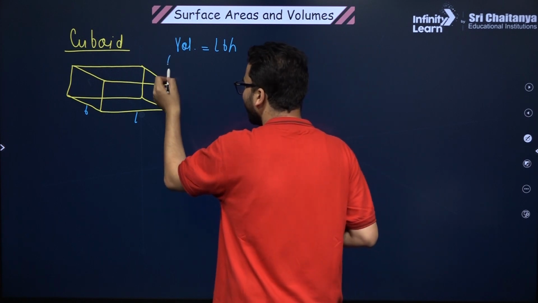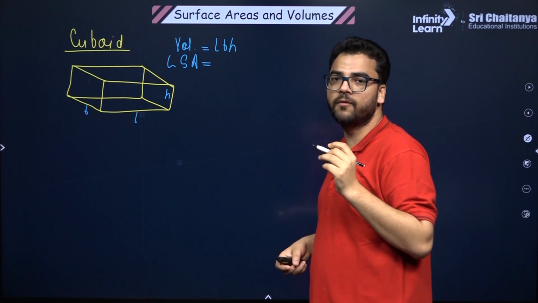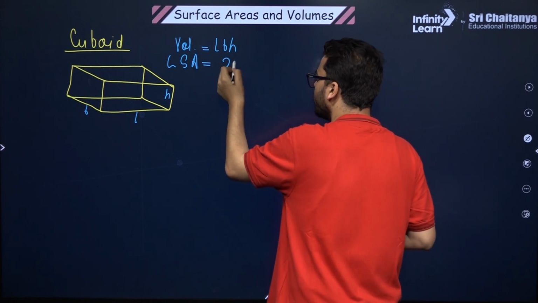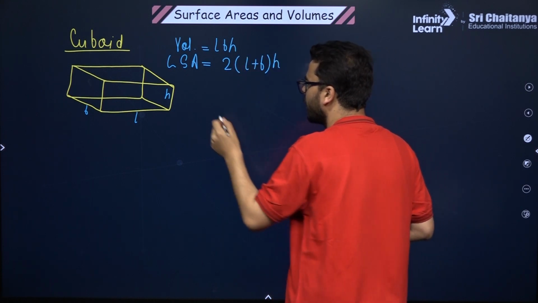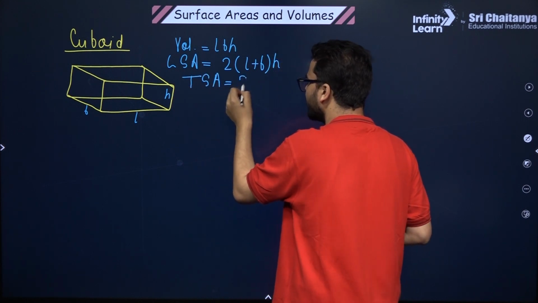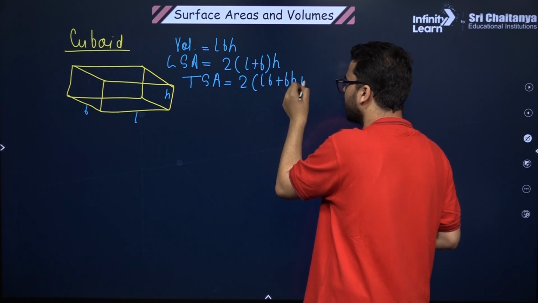Now what is its lateral surface area? You also call it the area of 4 walls of a room if you are in a room. So that is 2 into L plus B into H. This is very important. Now what is its total surface area, TSA? That is 2 into LB plus BH plus HL.